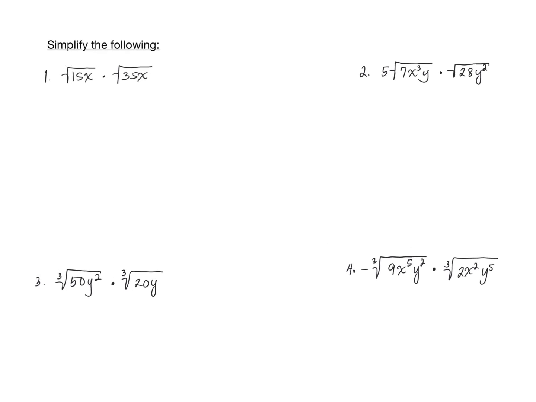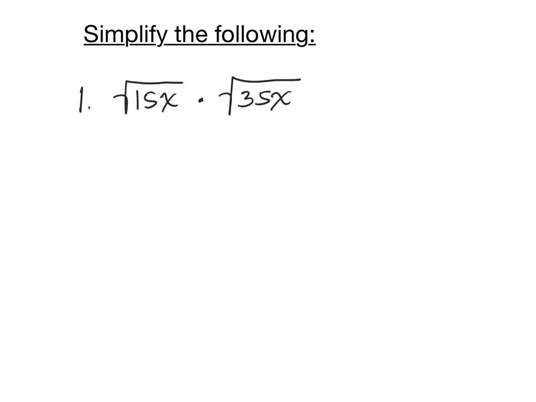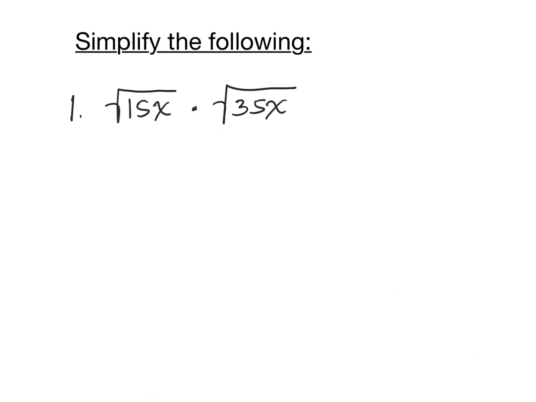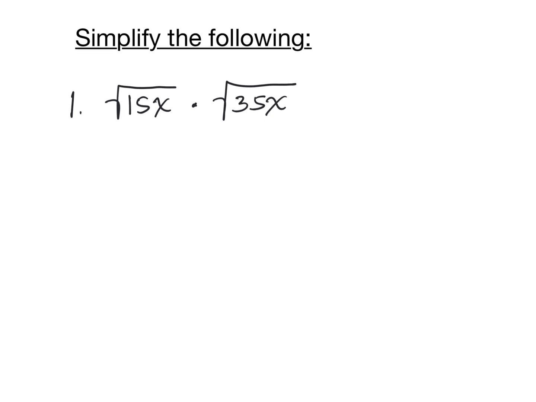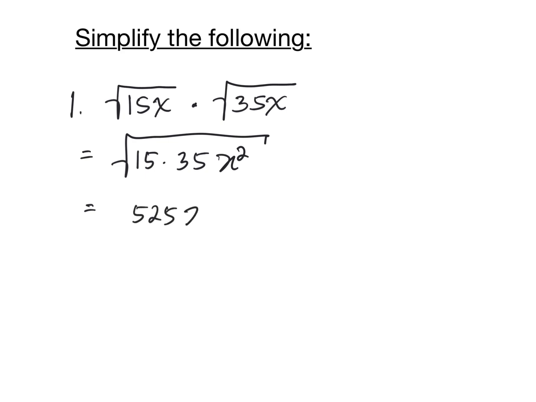Let's simplify the following. The first one is the square root of 15x times the square root of 35x. We can actually put these two together in one radical sign. So that's going to be 15 times 35, x times x is x squared, and let's not forget our radical sign. 15 times 35 is going to give you the square root of 525x squared.